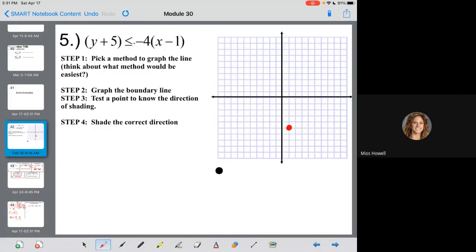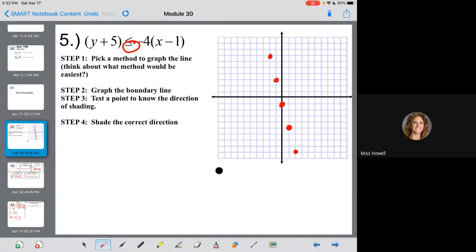So since there's an equals to here, our boundary is going to be a solid boundary line when we go to connect. And so we're going to drop 4, go to the right one. So down 1, 2, 3, 4 over 1. Or we can rise 4, left 1. So 1, 2, 3, 4 over to the left 1 gets us to new places on our line. Up 4, left 1, up 4, left 1. All right, now we're out of room.